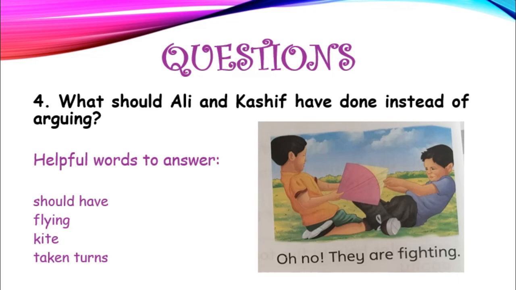So what do you think they should have done instead of arguing or fighting over the kite? You are right. I know you have got your answer. So using these helpful words, you can write your answer. I am reading out the helpful words. Should have, flying, kite, taken turns. Now start writing your answer.